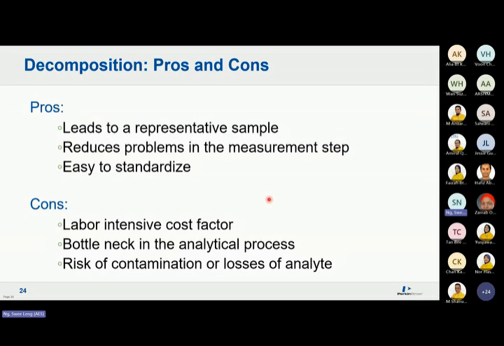But the poor thing is that it is much more labor. You have one more extra process. Your bottleneck is always at the digestion part. Of course, when you digest, you risk contamination, or you risk losses when the venting is happening. Your analyte also goes out together with the acid fumes. So we make this conclusion so that you are aware of this. That will be the first part.